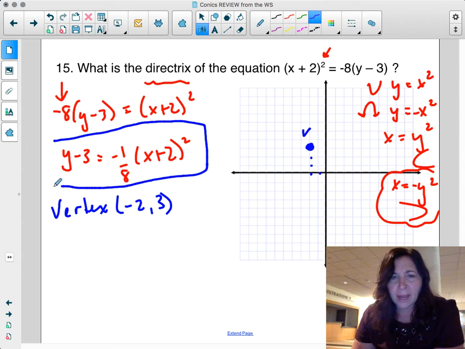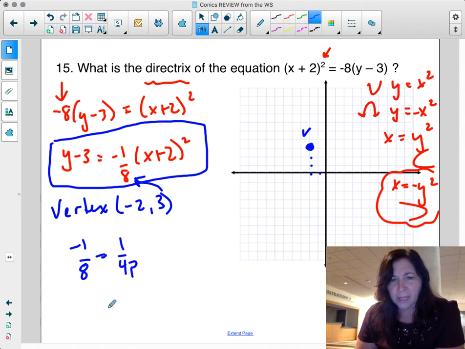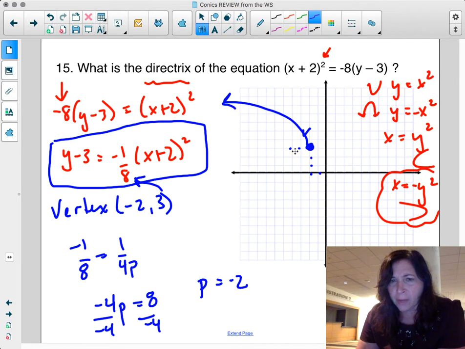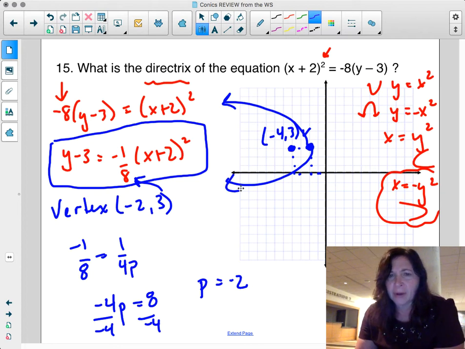Also, I do realize that this value right here, this negative 1/8, is equal to 1/4p. So cross multiplying, I get negative 4p equals 8. If I divide both sides by negative 4, I'm going to get p is equal to negative 2. So that means that this way, negative 2, my graph is going to go this way with my focus point right there. So that's going to be negative 1, 2, 3, negative 4, 1, 2, 3. So my focus is at negative 4, 3. And then my graph does that.